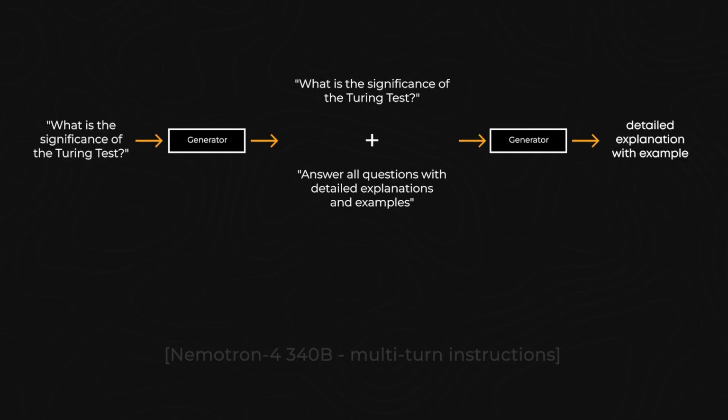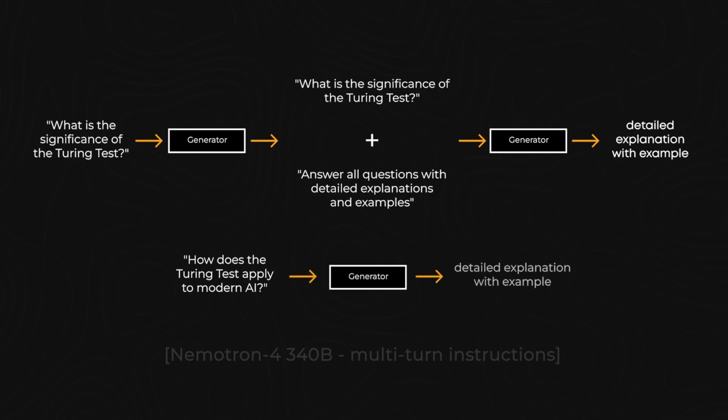For example, if the multiturn instruction is "answer all questions with detailed explanations and examples," and the user first asks what is the significance of the Turing test, the model will provide a detailed explanation, including examples. If the next question is how does the Turing test apply to modern AI, the model will continue to follow the instructions and provide a similarly detailed response with examples. So in this case, it makes the model keep the same style of explanation.